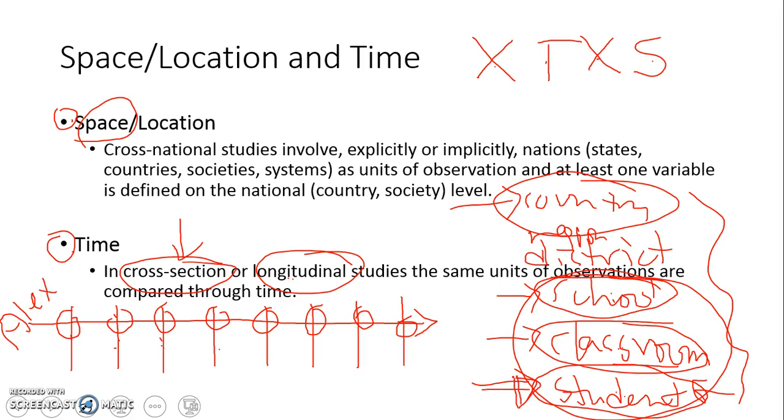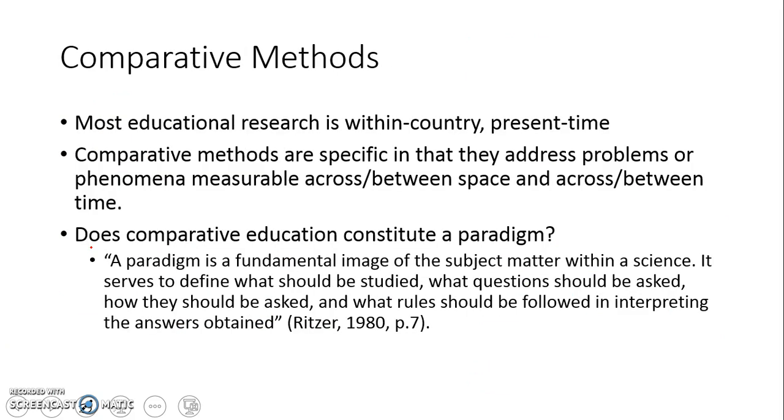So when we talk about comparative quantitative methods, we're usually comparing across space or location and/or across time, sometimes all of the above, sometimes just one or the other. So, what's interesting about international comparative education, at least the stuff that we work on, most of the published educational research is within country and present time. That means that, actually, I'll go beyond comparative international education, and I'll just say education research.